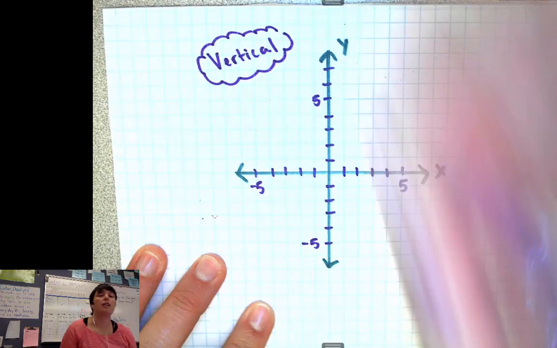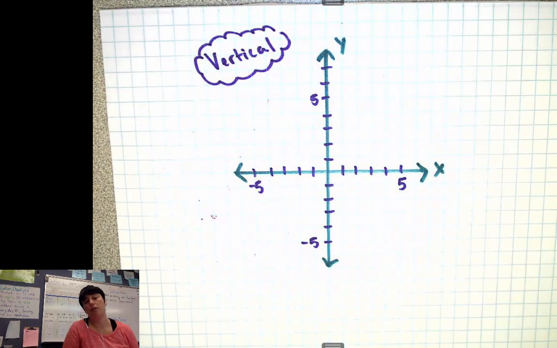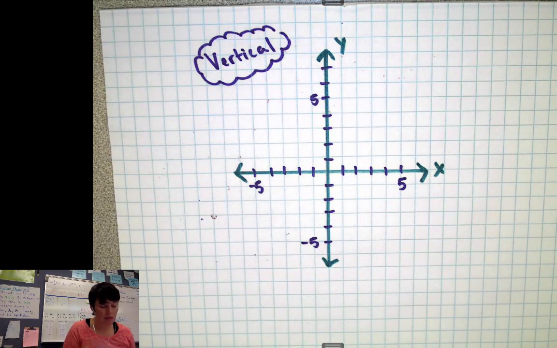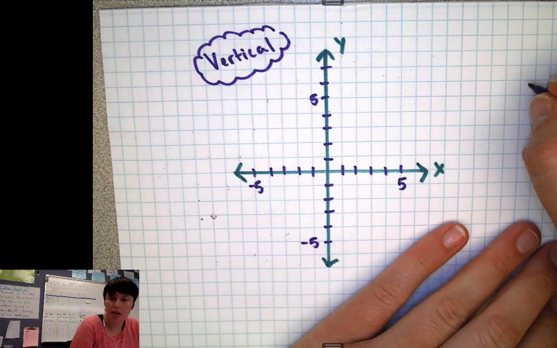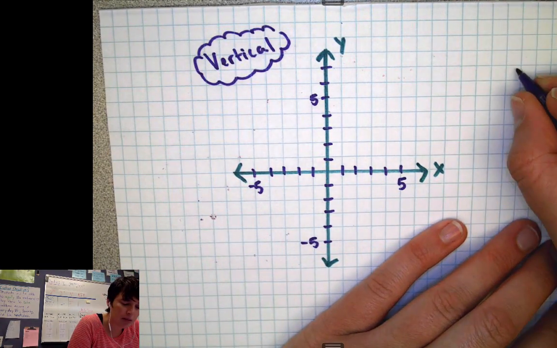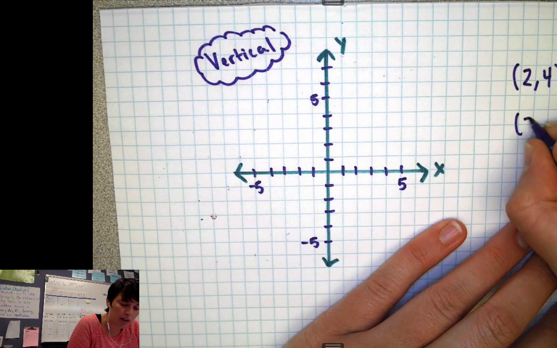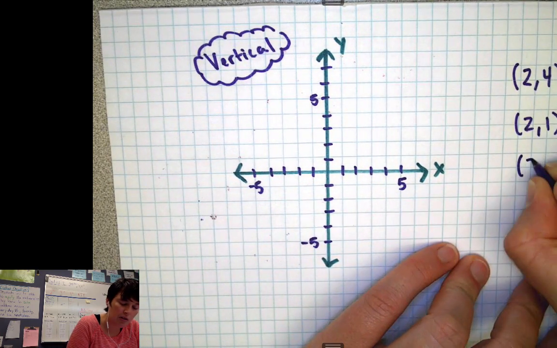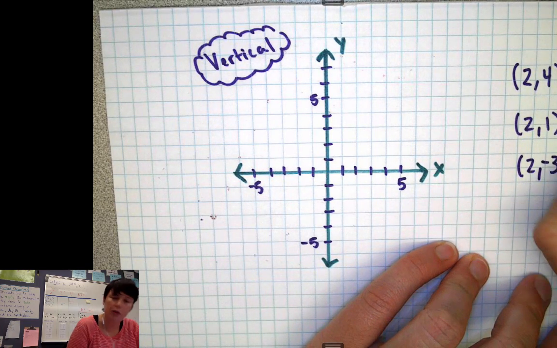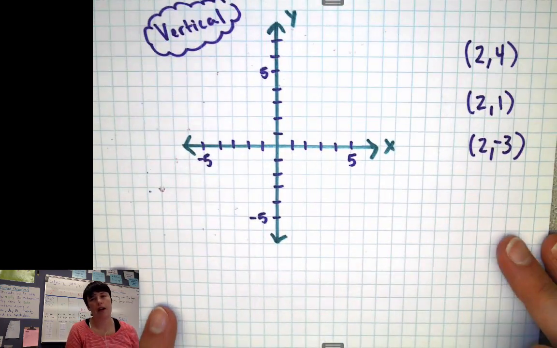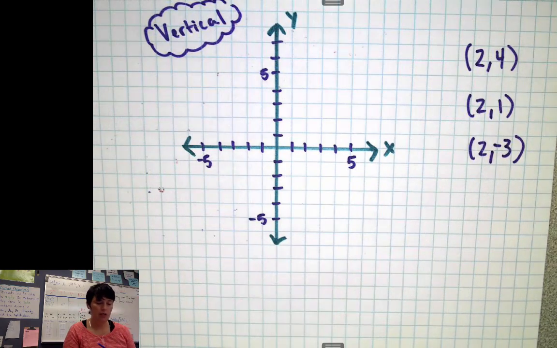So a vertical line is a line going straight up and down. So I would have to pick a place as my point. So here's what I'm going to go for today. I'm going to plot some points at (2, 4), (2, 1), and (2, negative 3). Those are going to be my points that I'm going to plot on this graph. So go to (2, 4), (2, 1), and (2, negative 3) and plot your points.